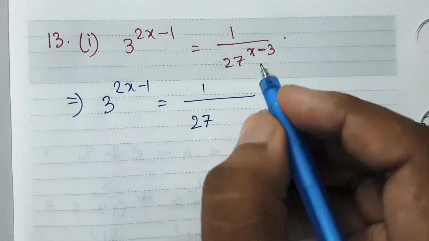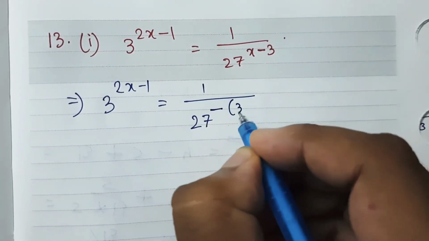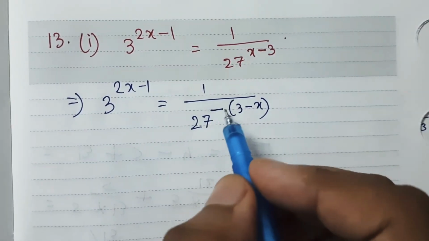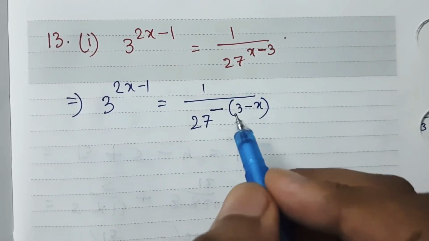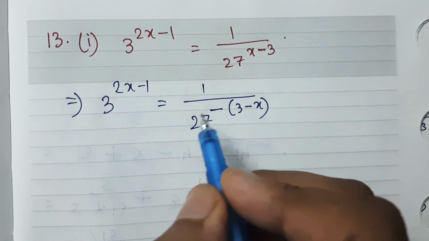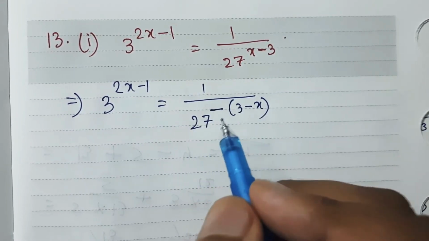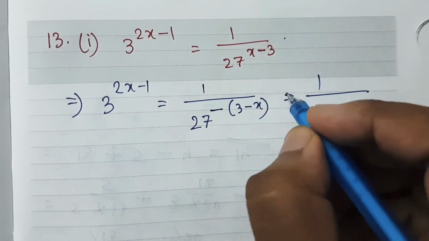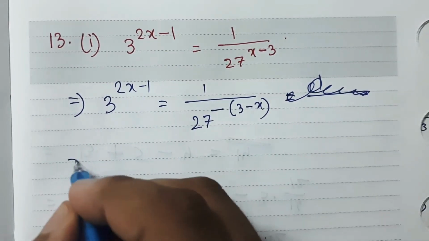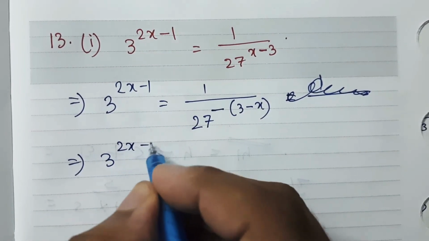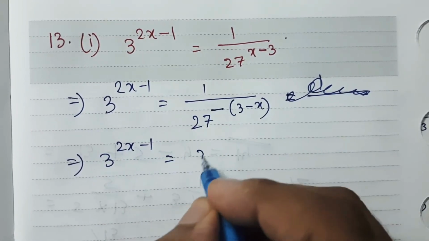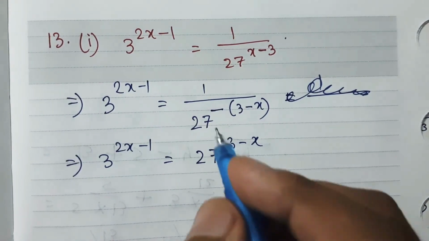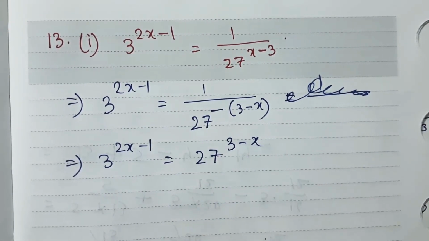So if you just take minus common, it will be 3 minus x, isn't it? Now this is a negative exponent, because minus is there and negative exponent is present in the denominator. So you can straight away write that it is going to be 3 to the power 2x minus 1 and then 27 to the power 3 minus x, by the formula of a negative exponent.